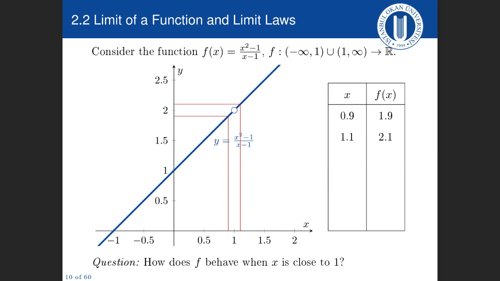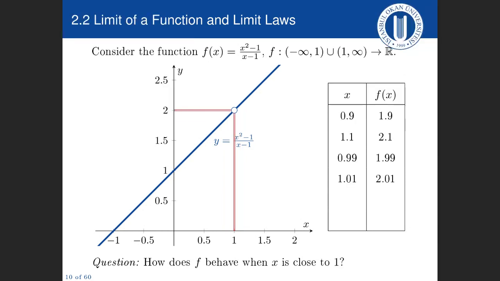Let's look even closer to x. Let's suppose we look at 0.99 and 1.01. Again, we can put these numbers into the formula at the top and we can calculate f of x. If x is 0.99, f of x is 1.99. If x is 1.01, then f of x is 2.01. It looks like if x is close to 1, then f of x is close to 2.